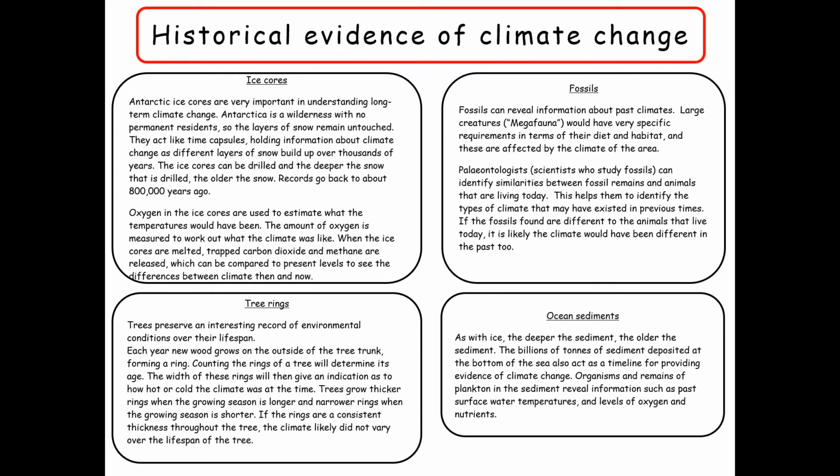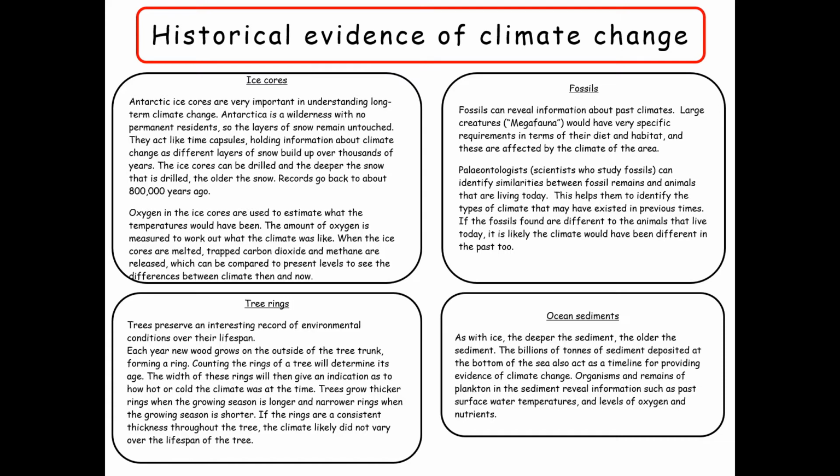There's also historical evidence of climate change, evidence that stretches back hundreds or thousands of years from the days before modern temperature recording devices. So how do we know what the temperature was like back then? Well, four main ways are on the screen there now: ice cores, fossils, tree rings, and ocean sediments.